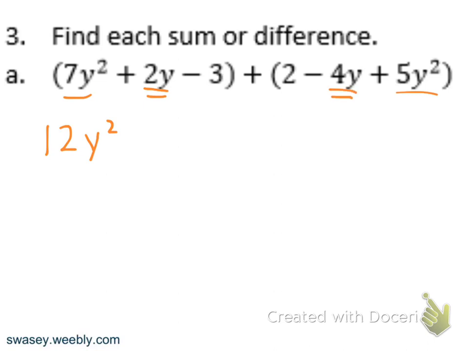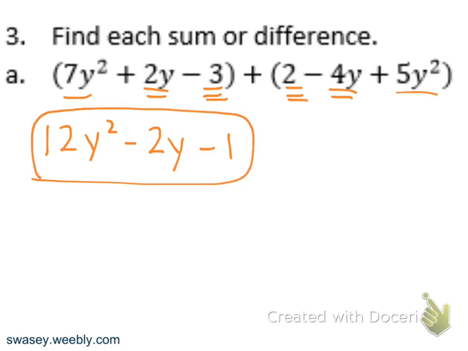Next, we see 2y plus negative 4y. That's negative 2y. And then finally, our constant, negative 3 plus 2 is negative 1. We have added those polynomials together.